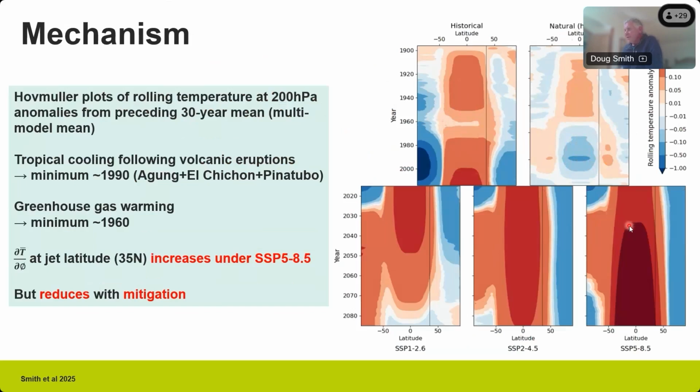And then if you look at the projections, in the high concentration greenhouse gas projections, SSP2-4.5 and SSP5-8.5, we just see continued warming of the temperatures at 200 hectopascal. Whereas when we start to get mitigation, then we start to get some cooling, and in the stronger mitigation scenario, that cooling occurs much earlier.